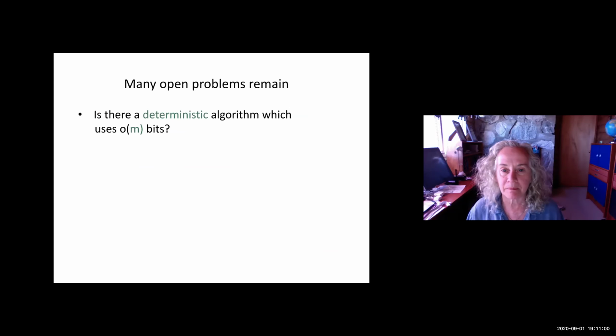So we know a randomized algorithm, a Monte Carlo algorithm, to do this. Is there a deterministic algorithm which uses little o of M bits? As far as I know, that's still not known. That's assuming a general algorithm. There are lower bounds known for restricted algorithms.